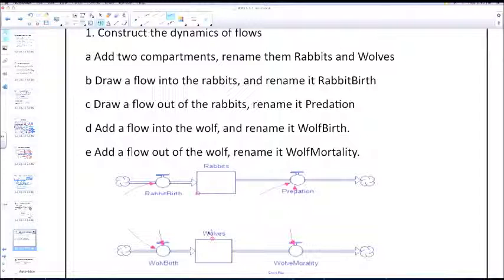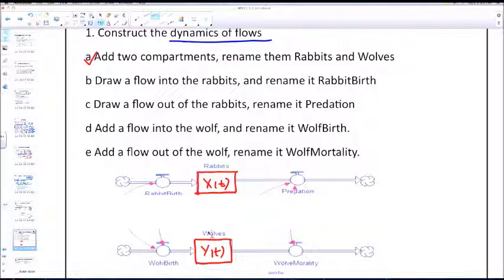And today, I'm going to show you the step-by-step construction. The first step is to construct the dynamics of the flow. And we have two variables. In step one, we just draw two stocks and rename the stocks as rabbits and wolves. Those are the two variables, x(t) and y(t). It's dynamic, it changes over time. That's step one.